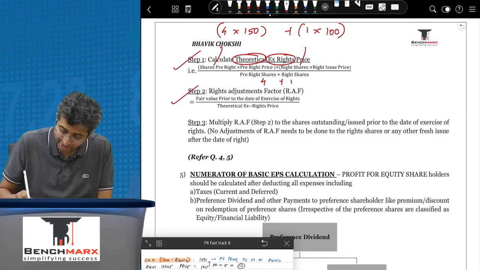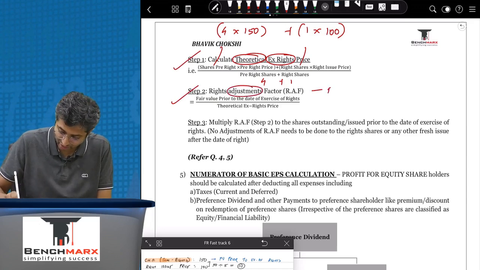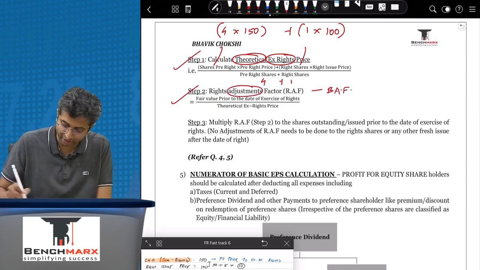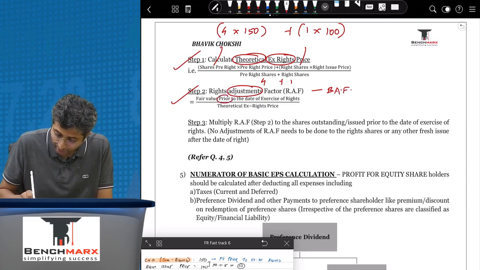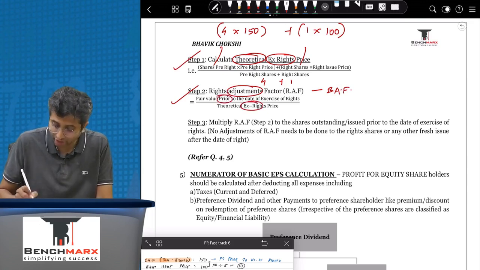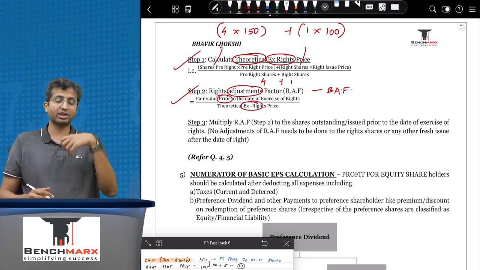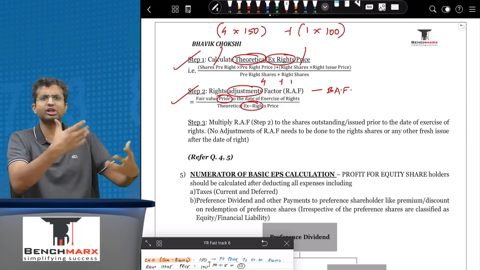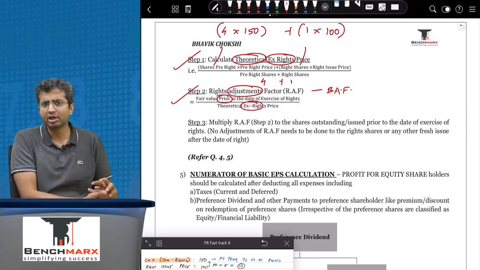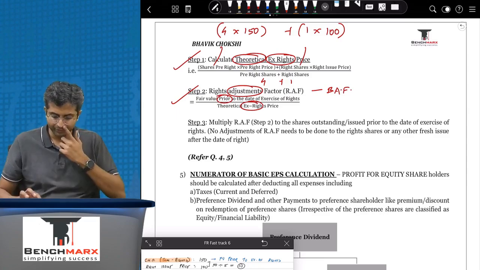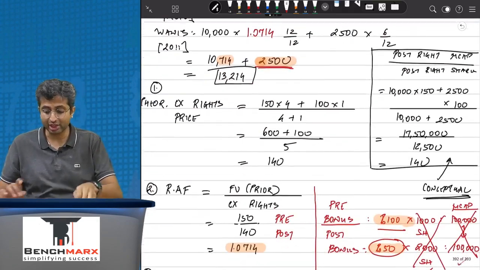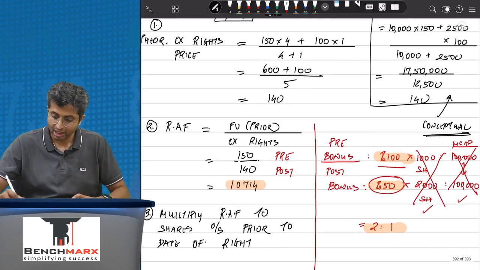Step 2, you calculate the rights adjustment factor. It is like the bonus adjustment factor, where you will take the fair value prior to the date of exercise of rights upon the theoretical exercise price. We had discussed the logic that had there been no bonus and had there been the issue of shares for fair consideration, the share price would remain the same. However, in case of bonus, the share price changes, and hence you are trying to infer the price.